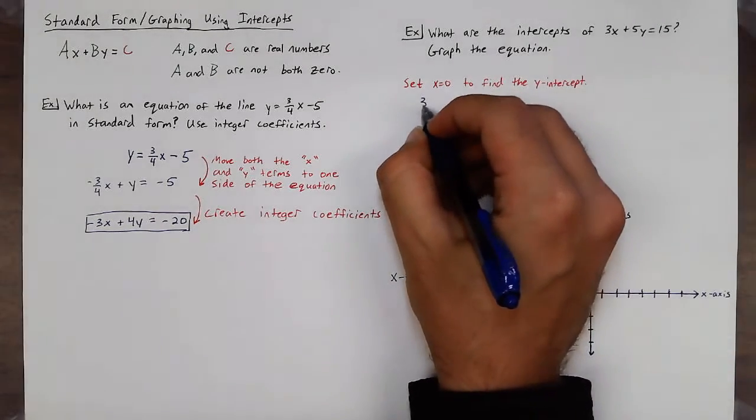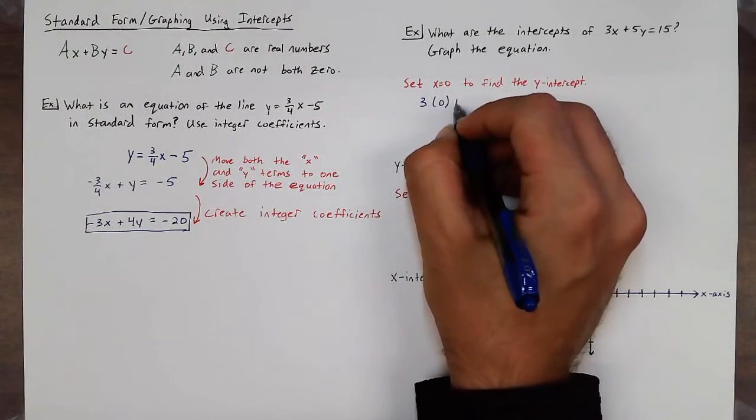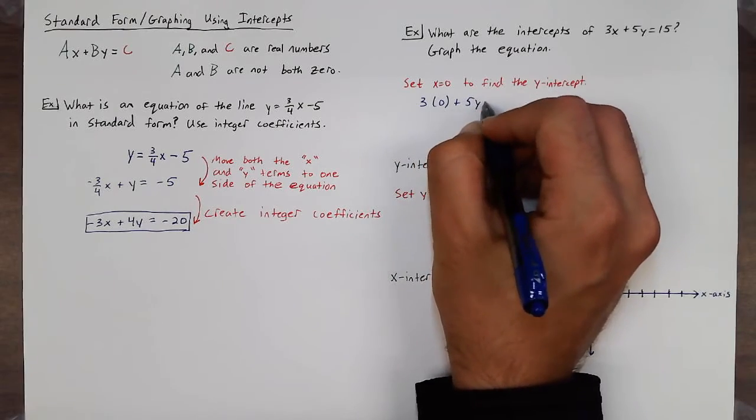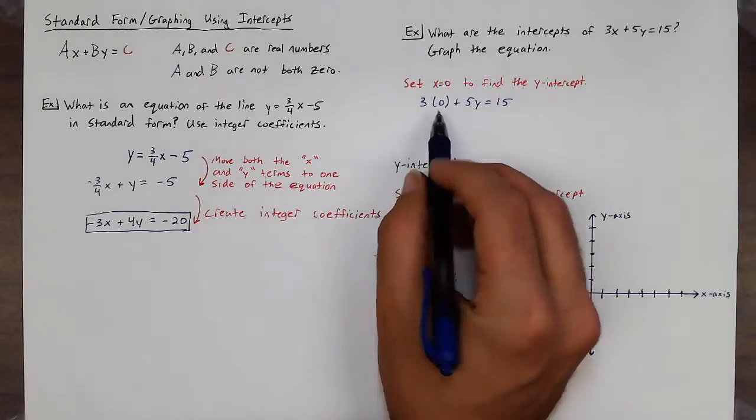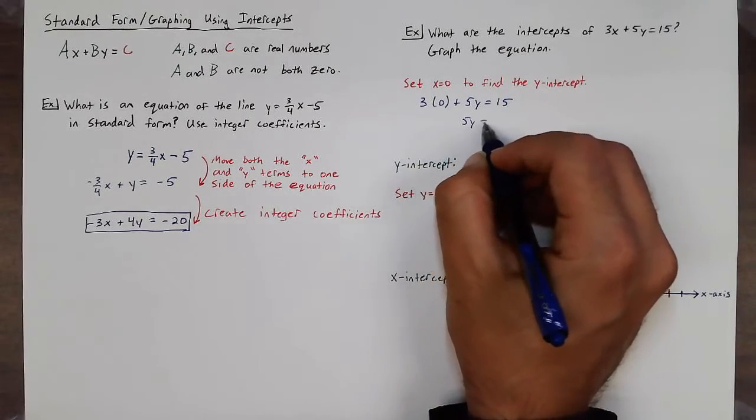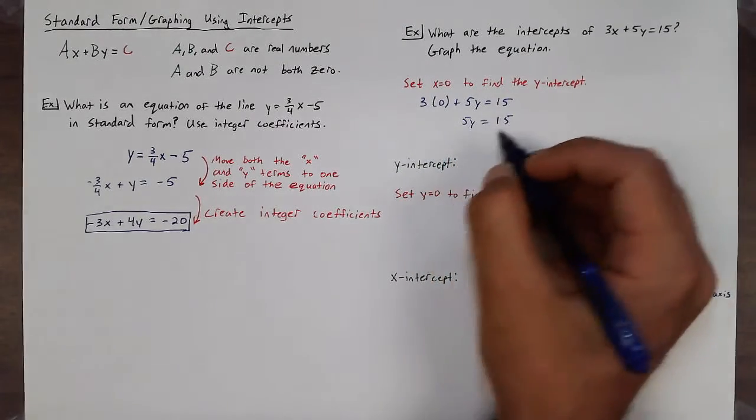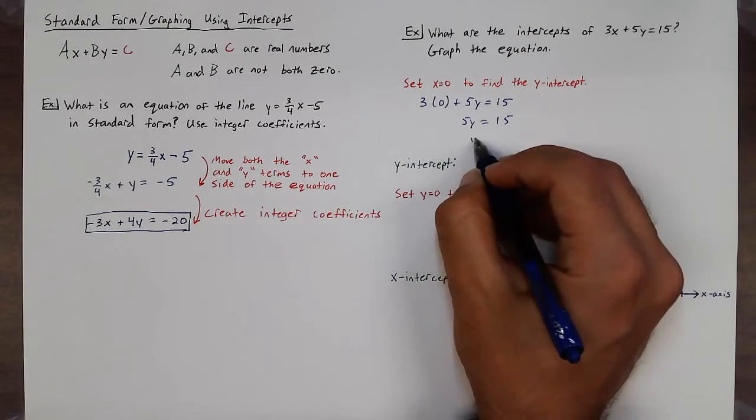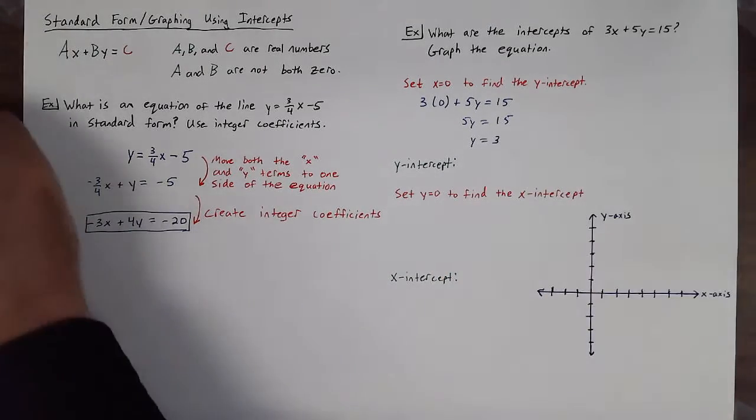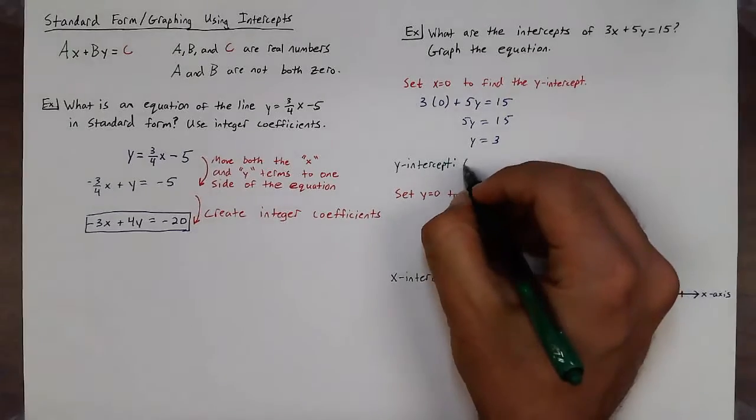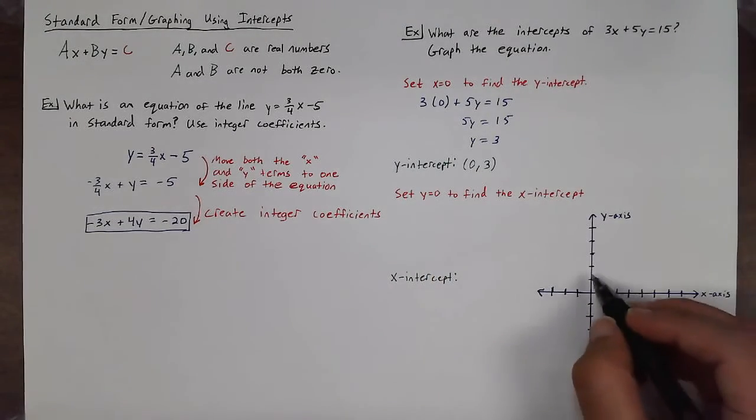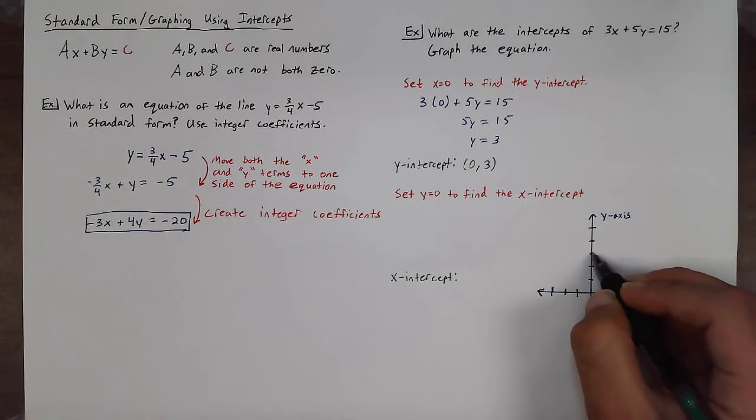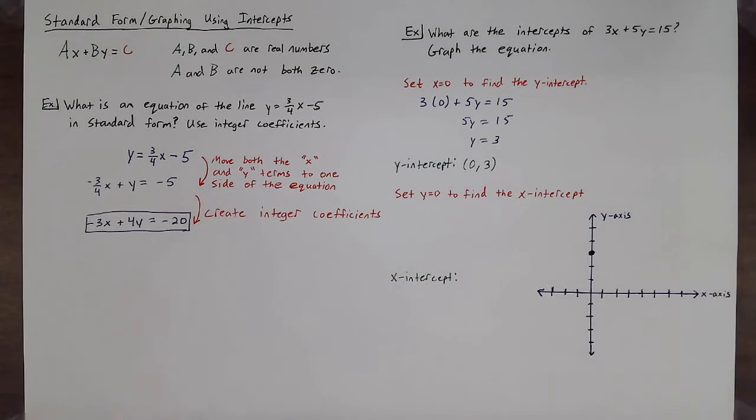So 3 times 0 plus 5y is equal to 15. Well, that's just 0, so that leaves me with 5y is equal to 15. And y would be equal to 3. So my y-intercept would be 0, 3. If I graph that, 0, 3, I have 1 point.